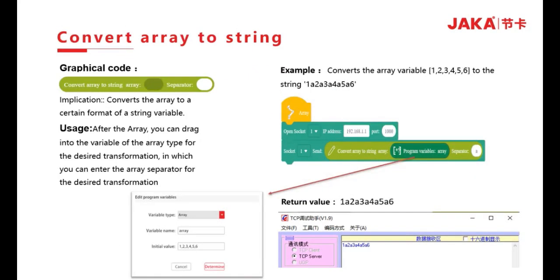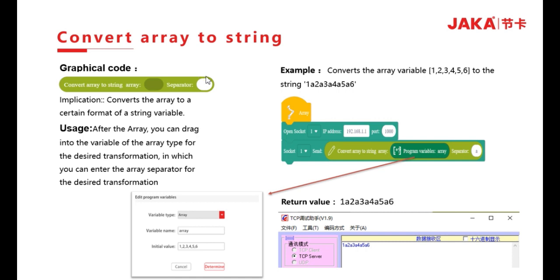Convert array into a string. This instruction simply converts the array into a certain format of a string variable. To do so, just input inside the instruction the array you want to convert, and then input the separator you want.